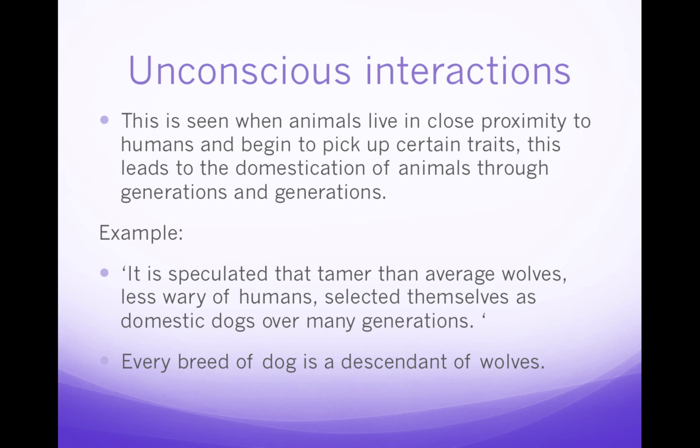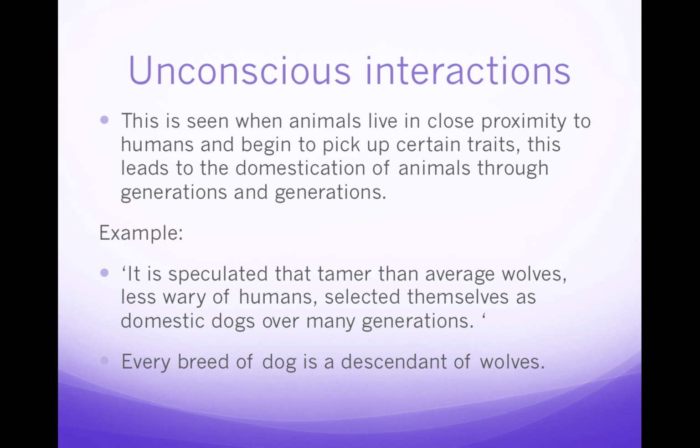This is seen when animals live in close proximity to humans and begin to pick up certain traits. This leads to the domestication of animals through generations and generations. Wolves were able to thrive by following humans to scavenge for food near campfires and garbage dumps. Eventually, a relationship developed between them both. The dogs fed on human food scraps, and humans found that the dogs could warn them of approaching dangers, help with hunting, act as pets, provide warmth, or supplement their food supply.